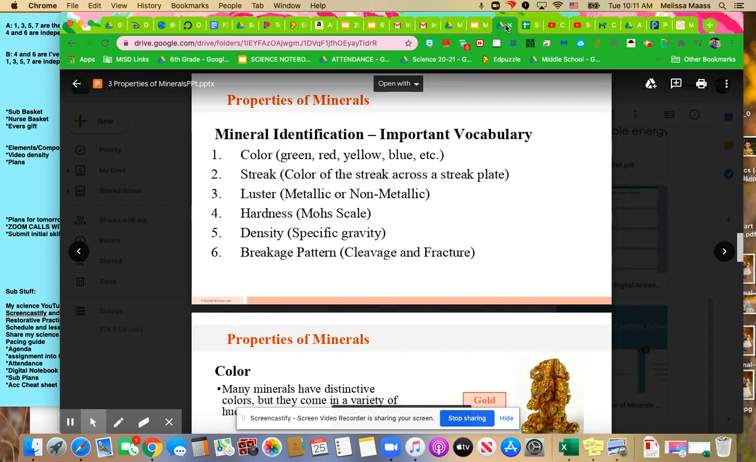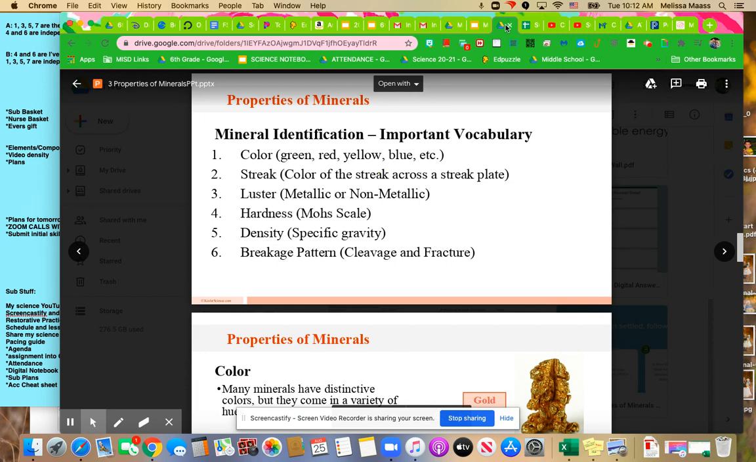Density. Density has to do with the sinking and floating when it comes to gravity, and we're going to talk about density, I promise. Some minerals have a specific number associated to it, and that's its density. If the number is greater than 1, that mineral will likely sink. And if it's less than 1, that mineral will likely float. The reason why is because the density of water is 1. So anything greater than 1 will sink, anything less than 1 will float.